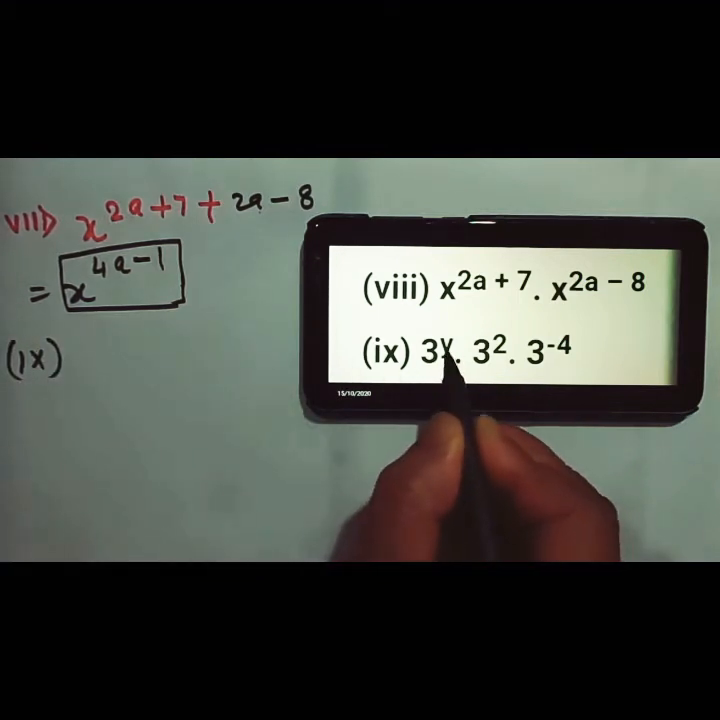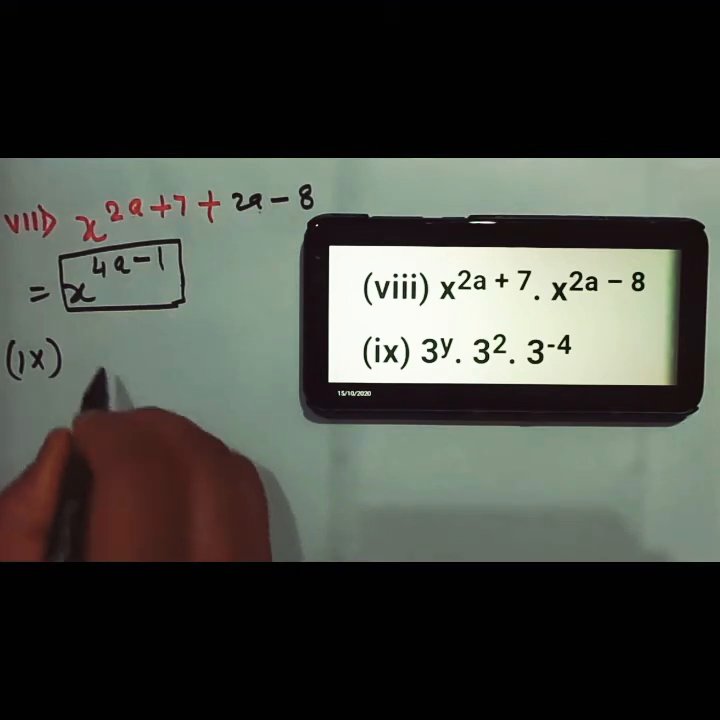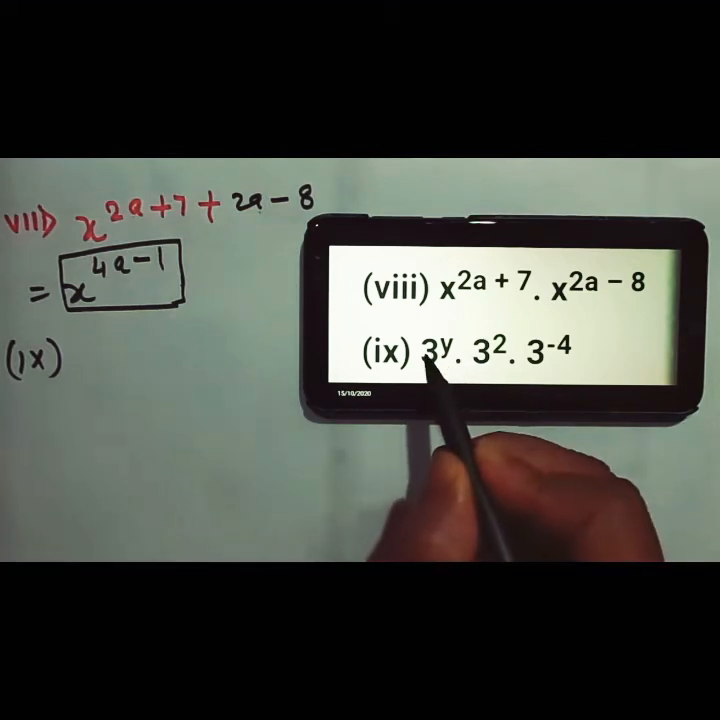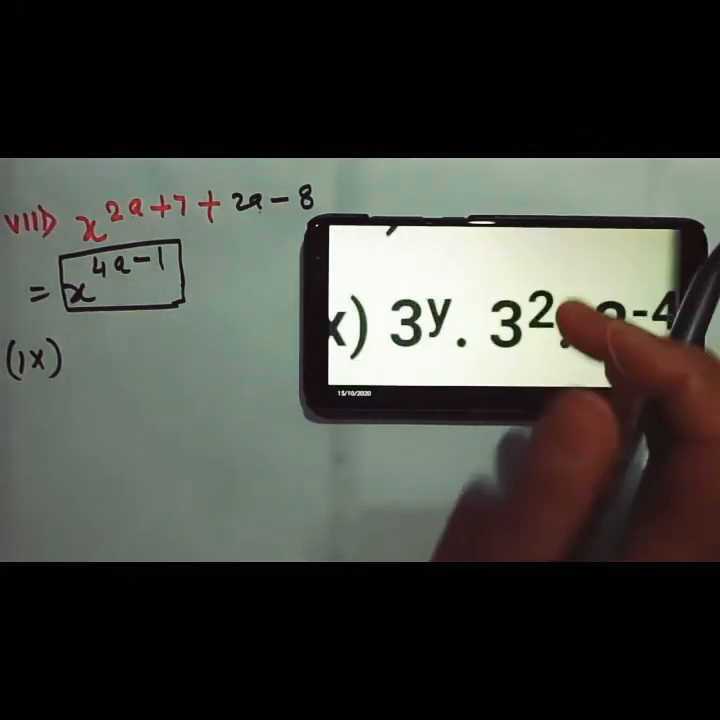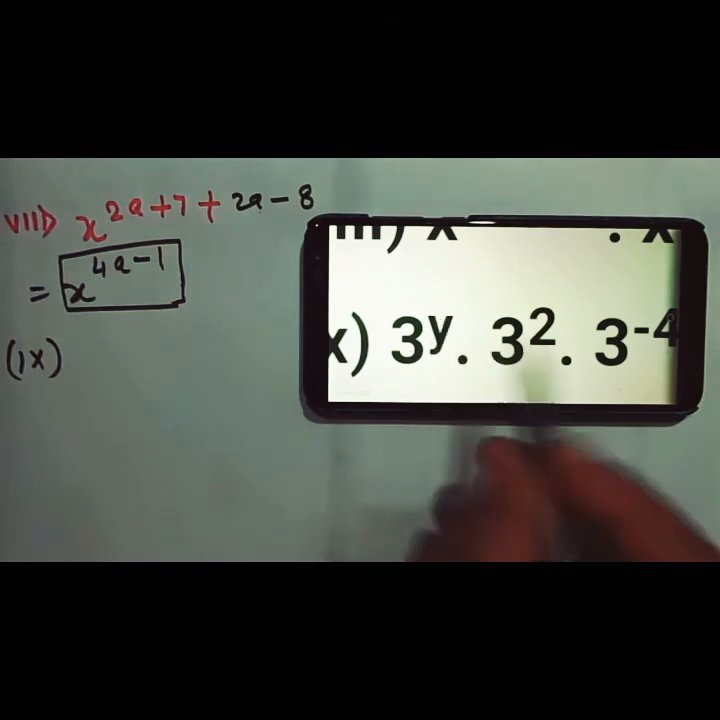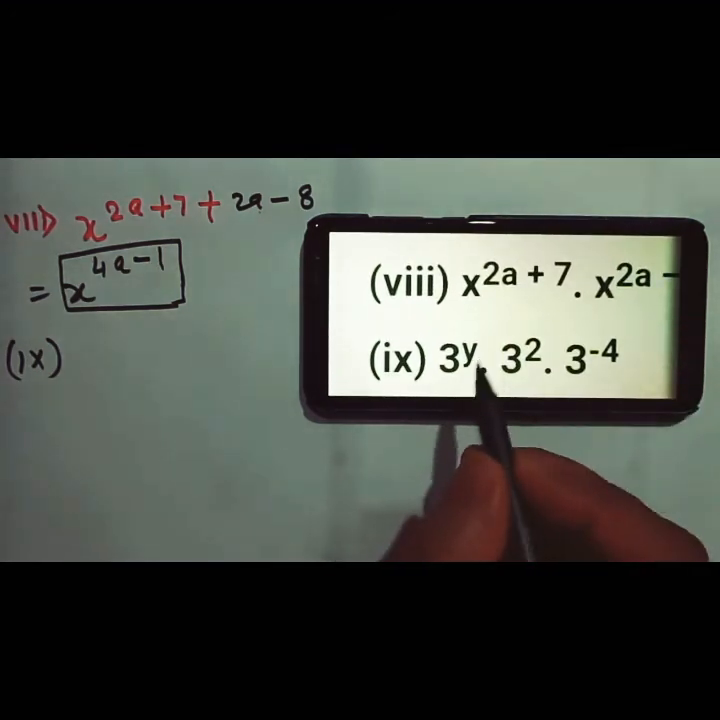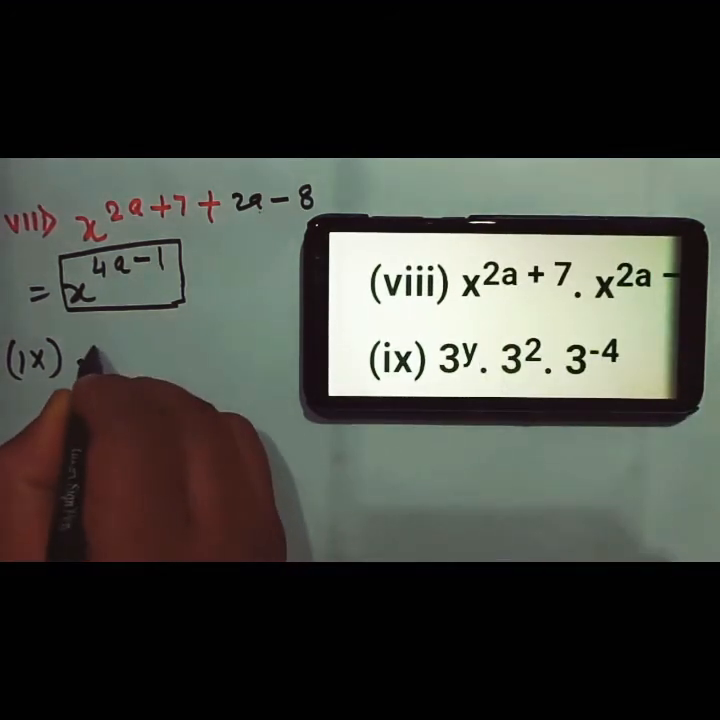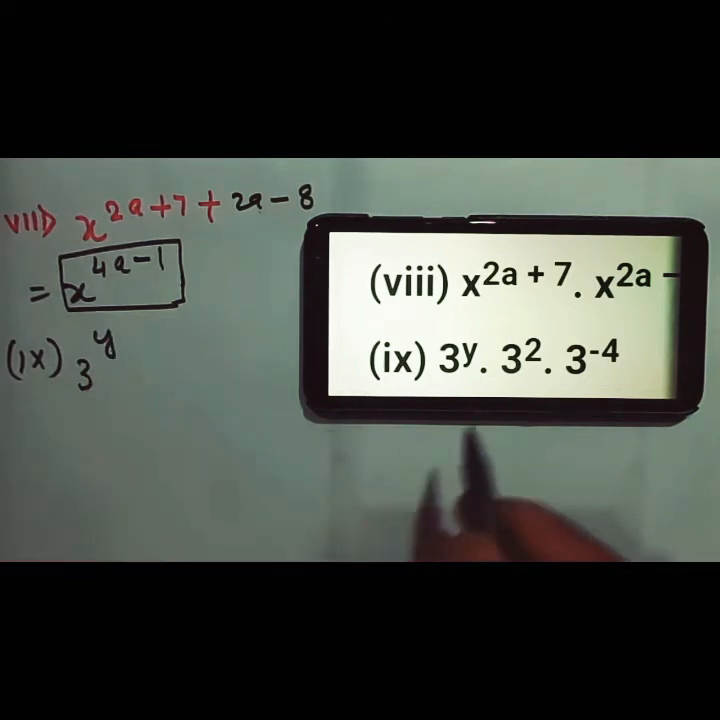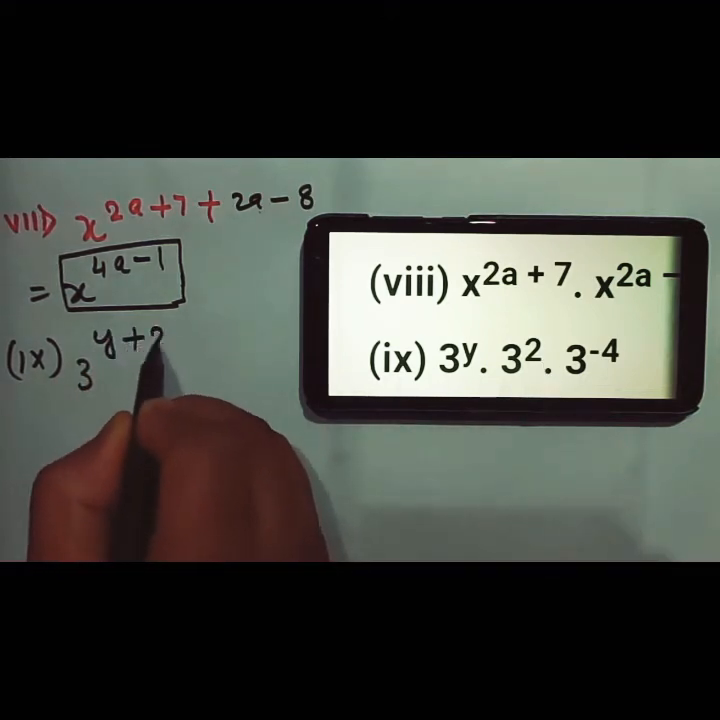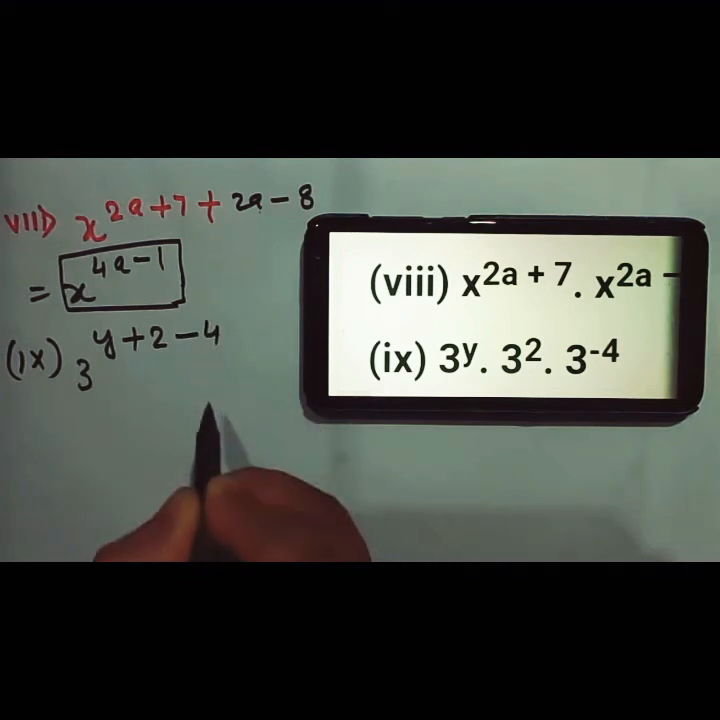3 to the power y. See, have a look. This is not 3y. This is 3 to the power y. So 3 to the power y plus 2 and minus 4.